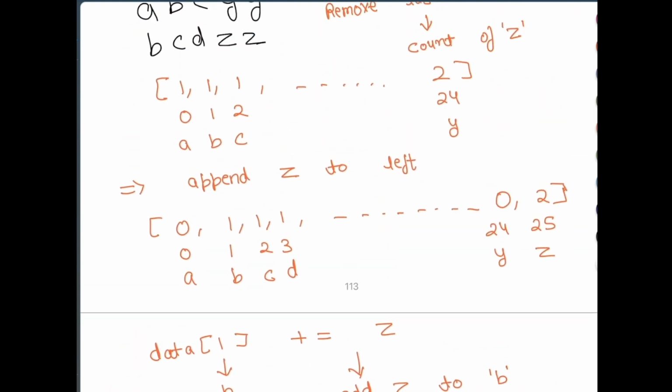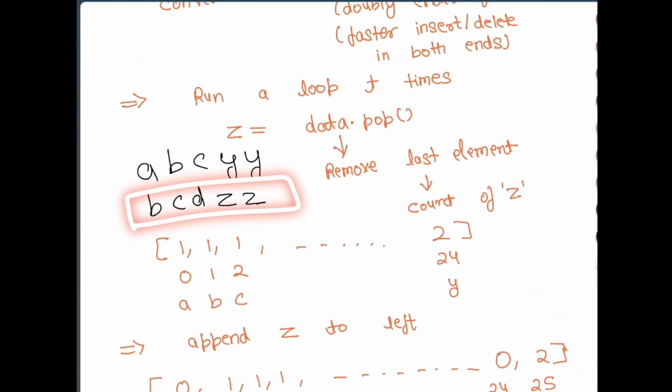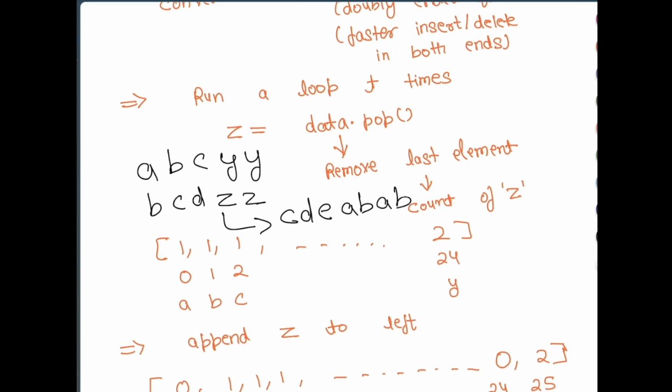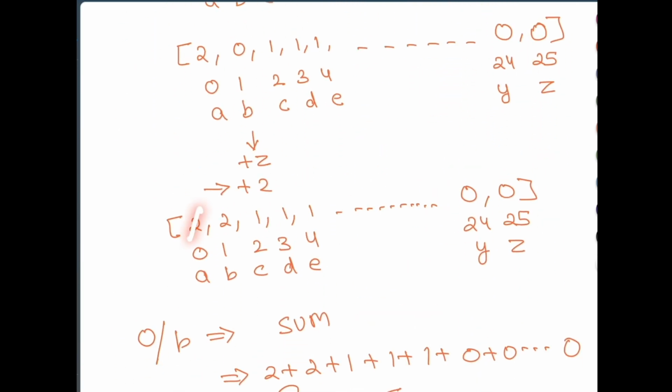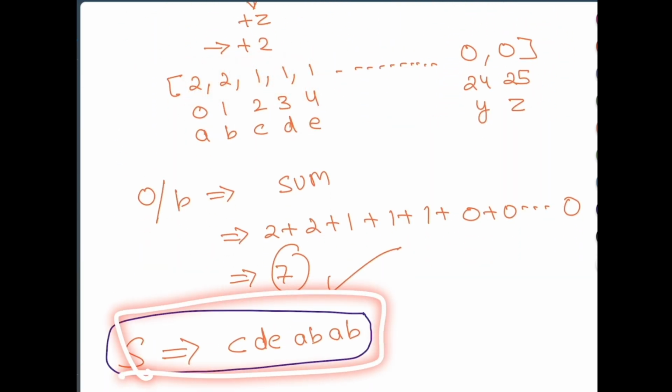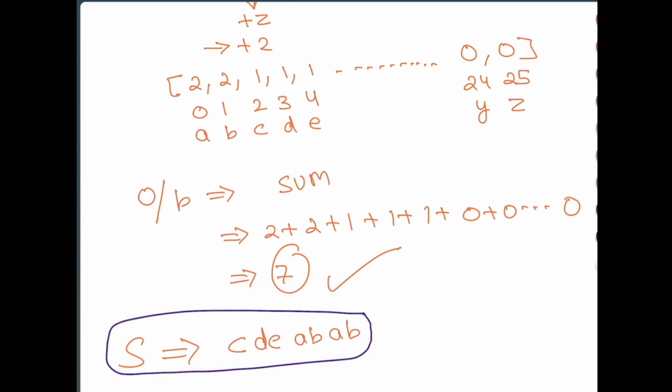And even if you see the transformed string, this was your string after one transformation. If you do the transformation again, this will be C, D, E, A, B, A, B, right? So you have 2 times A, 2 times B, 1 time C, 1 time D, 1 time E. And that is what you are having here: 2A, 2B, 1C, 1D, and 1E, right? So this is your final string. So I think that's the complete explanation for this particular problem.